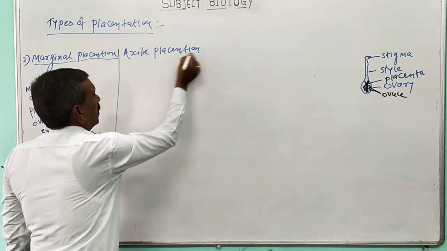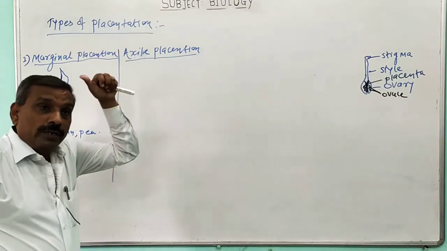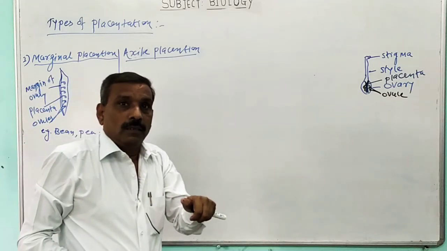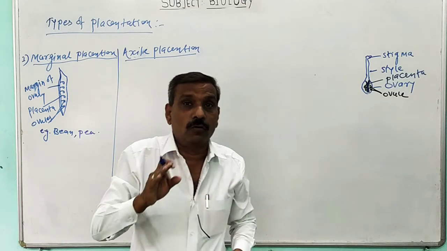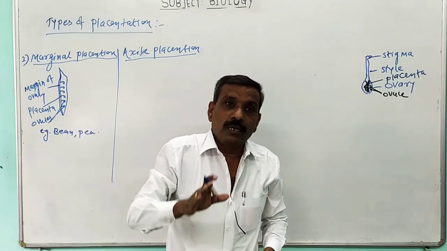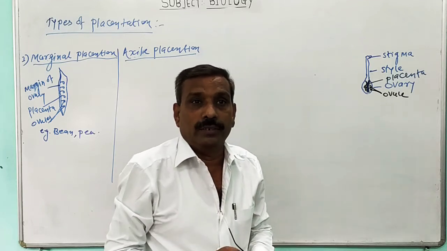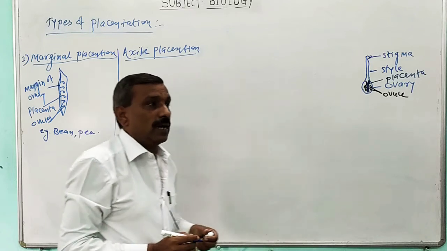The name itself also says axial. When ovule develops from the central axis of a multilocular syncarpous multicarpillary ovary, such placentation is known as axial placentation.